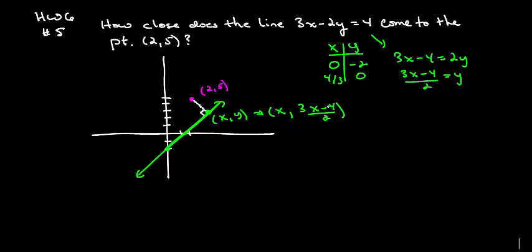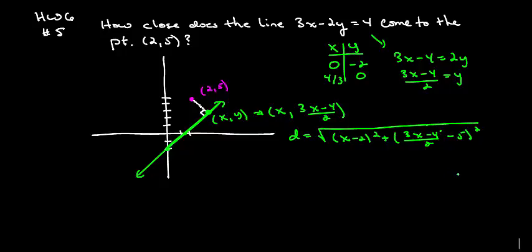Now why would I do that? Well, I only want one variable because I'm going to show you how to get just one equation. The distance between this point and this point right here has to be minimum, right? We want it to be closest. So the distance formula says the distance between here and this point is the square root of the difference of the x values squared plus the difference in the y values. Just like that.